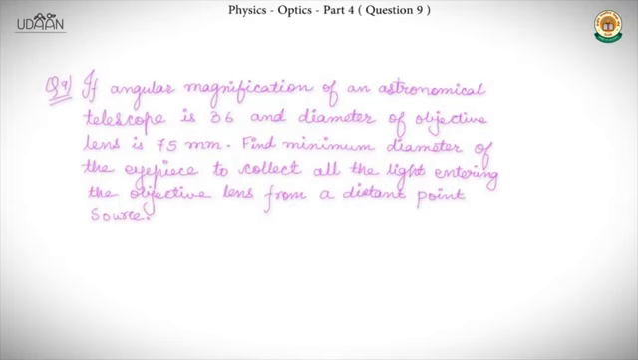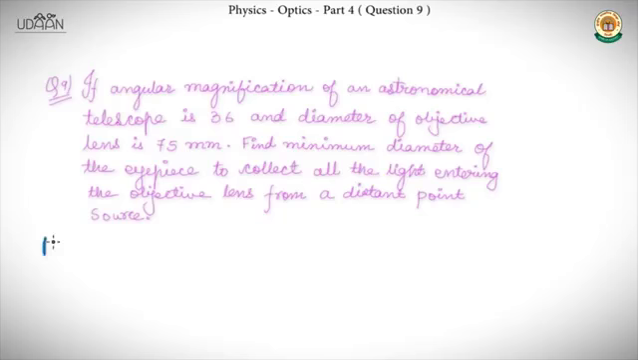The angular magnification of an astronomical telescope is 36, and the diameter of the objective lens is 75 mm. So that means we know m theta, for which we have a formula, and we are also given one of the variables, that is the diameter of the objective lens. We need to find the minimum diameter of the eyepiece to collect all the light entering the objective lens from a distant point source. Jai will give the solution.